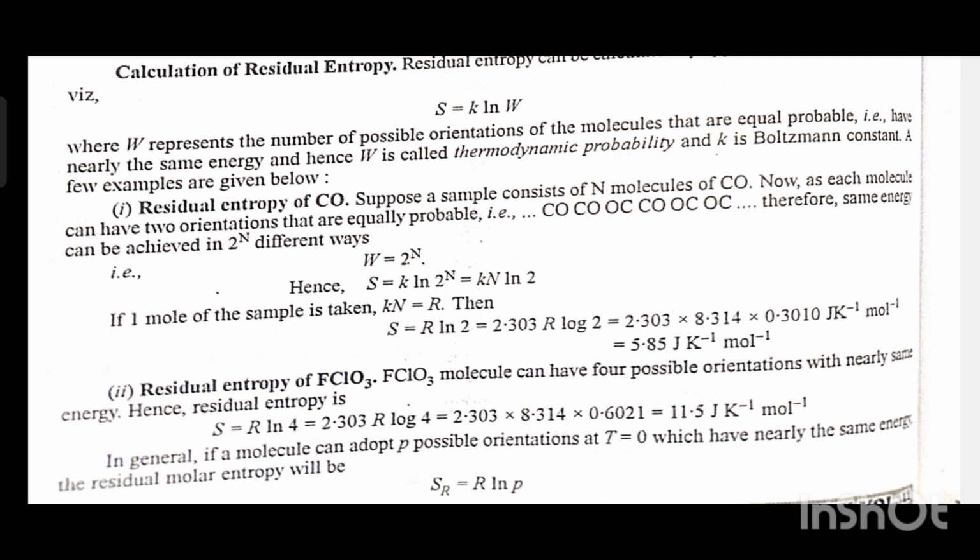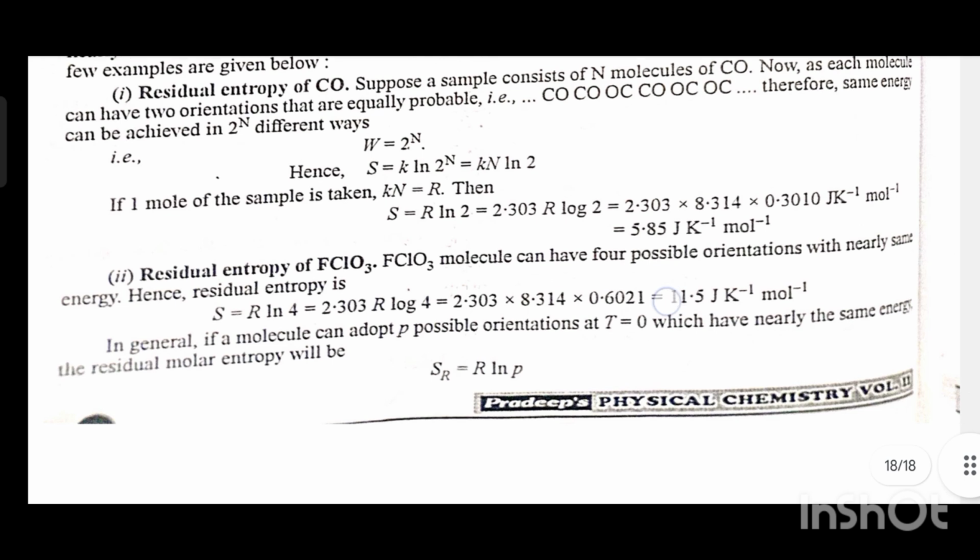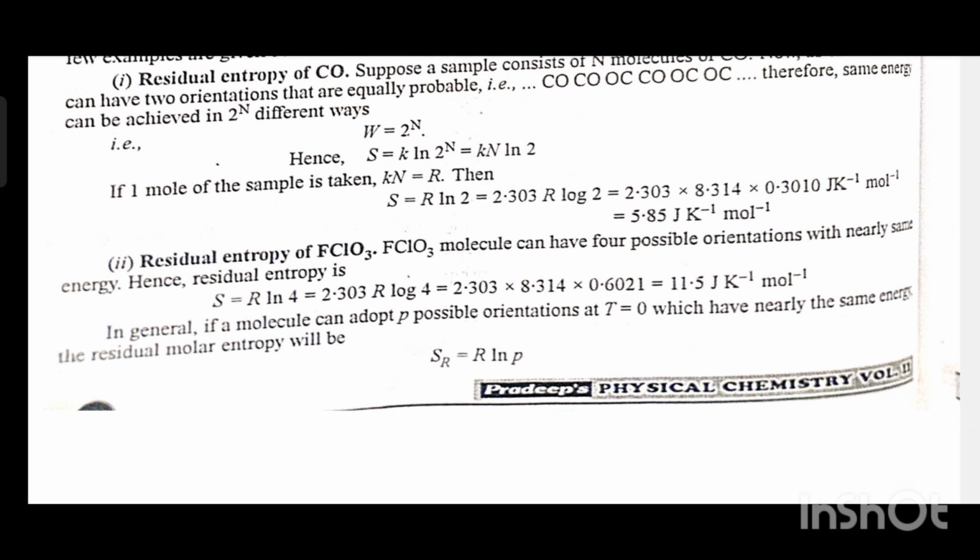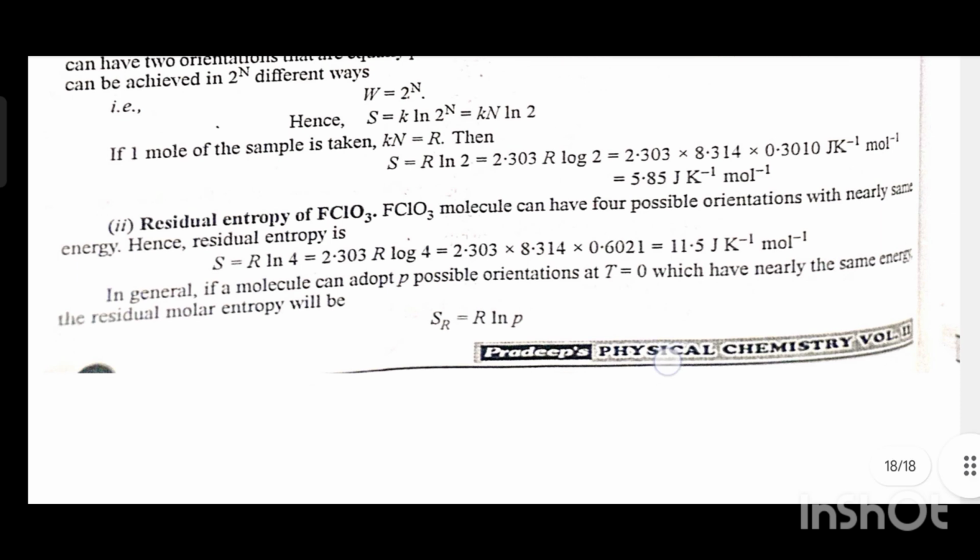Number 1, residual entropy of CO. Suppose a sample consists of n molecules of CO. Now, as each molecule can have two orientations that are equally probable, that is CO, CO, OC, CO, OC, OC, the same energy can be achieved in 2 to the power n different ways. W is equal to 2 to the power n. Hence, S is equal to k ln 2 raised to the power n is equal to k n ln 2.